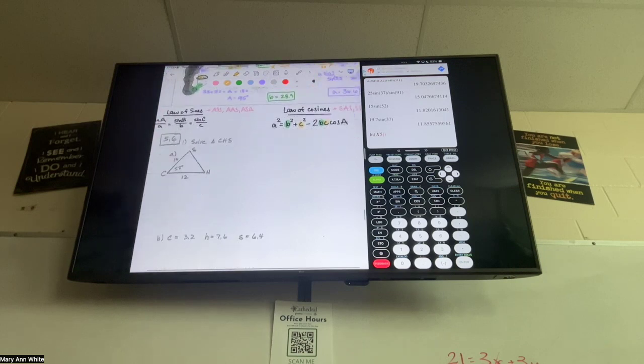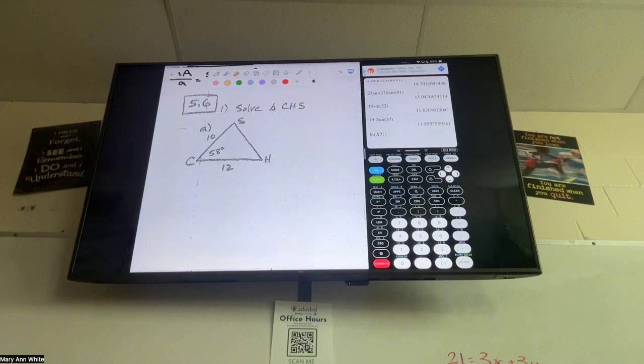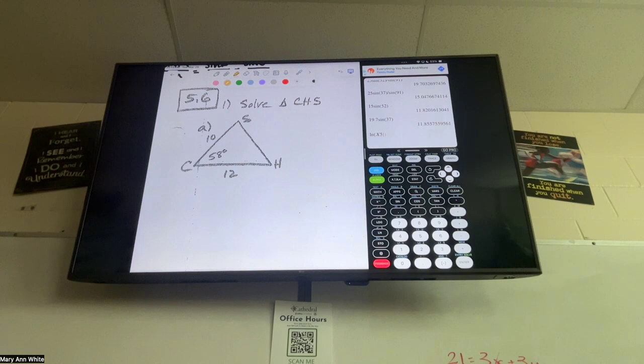Okay, so I'm going to look at this problem. Now I know that this has CHS. I know it doesn't say ABC. But what do I have here? Is this a side, side, side, or is this a side, angle, side? Side, angle, side. So that's my first clue that I'm going to do law of cosines. If they're all intermixed together, I'm going to first identify which one I have. I've got law of cosines, okay?